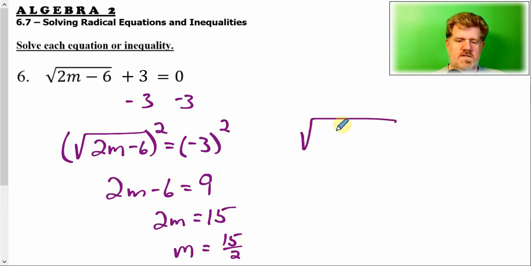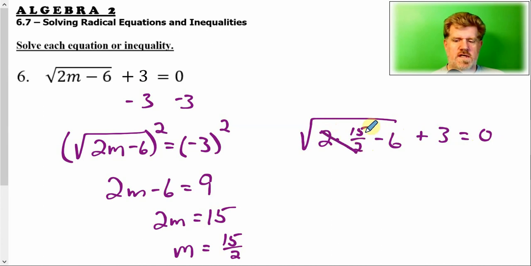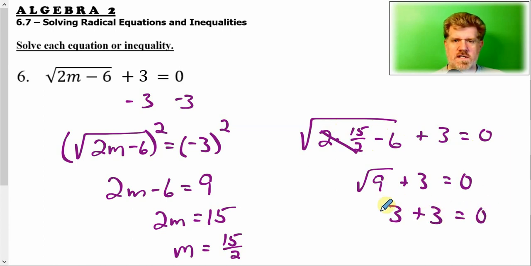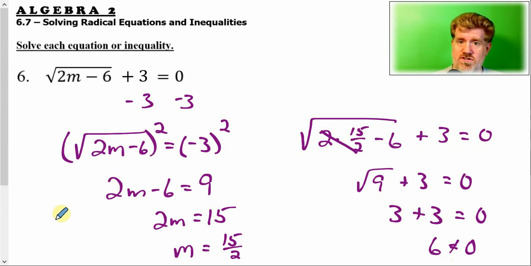All right, let's check this thing. 2 times 15 halves minus 6 plus 3 equals 0. These cancel. 15 minus 6 is 9. Square root of 9 is 3. And that's not true. 6 does not equal 0. What did we do wrong? We did nothing wrong algebraically. I told you sometimes the answers actually don't work. 15 over 2 is not going to be an answer. This equation has no solution.